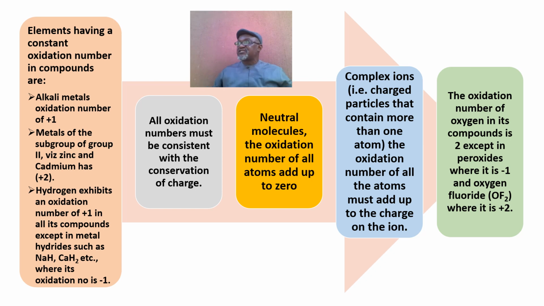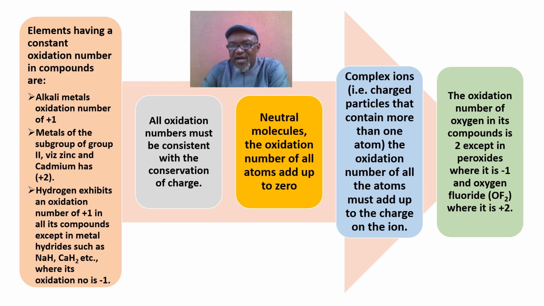So what we're saying, for instance, in SO4 2-, if you look at the oxidation number of sulfur and the oxidation number of 4 atoms of oxygen, if you add them, it must be equal to -2. That is the charge on that complex ion. But of course, we're going to look at some examples.